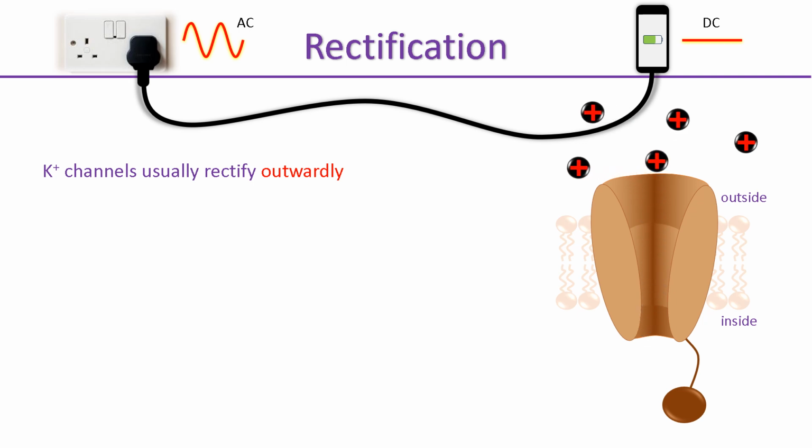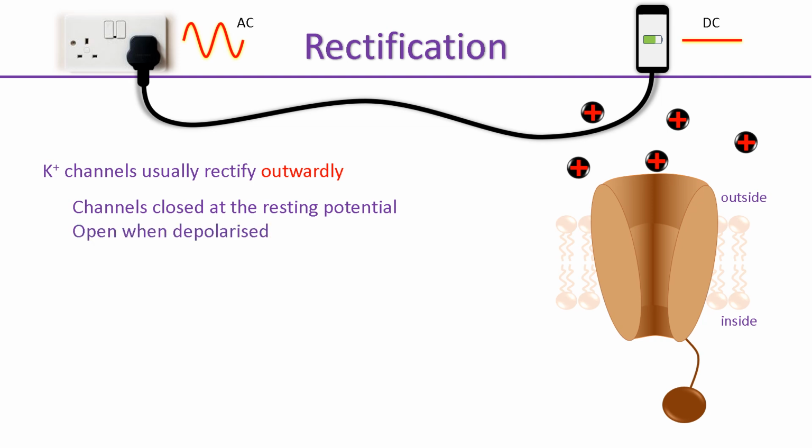There are several reasons for this, but it boils down to the voltage dependence of channel gating and the reversal potential for potassium. In physiological conditions, most voltage-gated potassium channels are closed at the resting potential of a cell. The cell must depolarize for voltage-gated channels to open, and when they do, the electrochemical gradient for potassium drives the ions out of the cell.